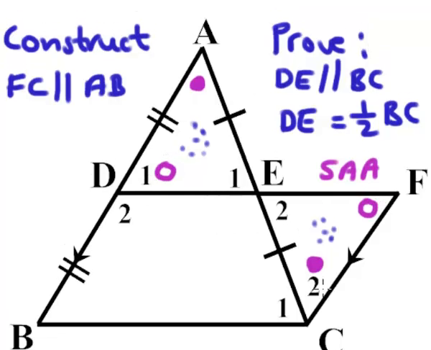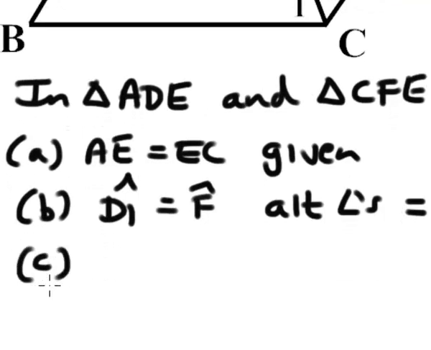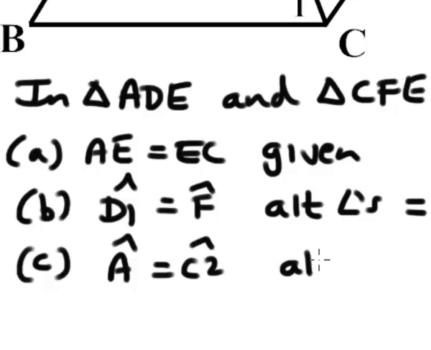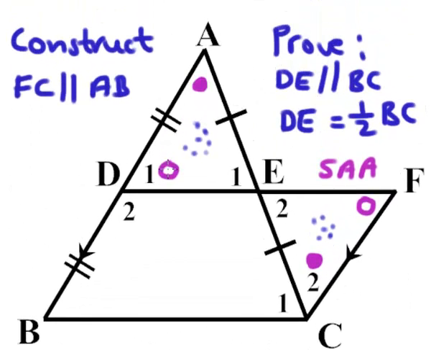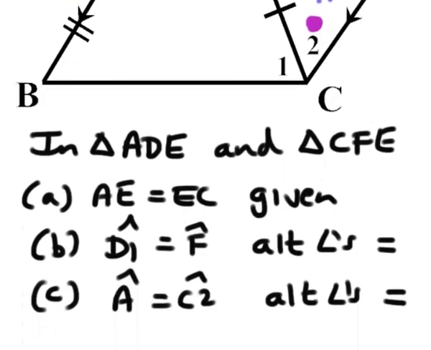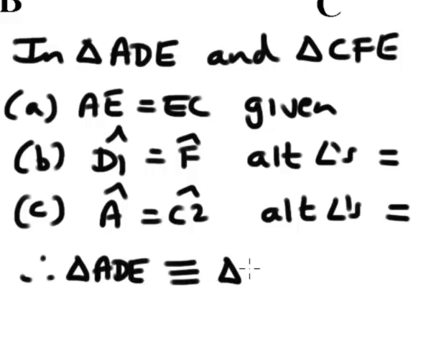The alternate angles are equal. And likewise, we can say that angle A is equal to C2 once again, alternate angles equal. There we go. And therefore the triangles are congruent. So we can say triangle ADE is congruent to triangle CFE. Side, angle, angle. What a pleasure.